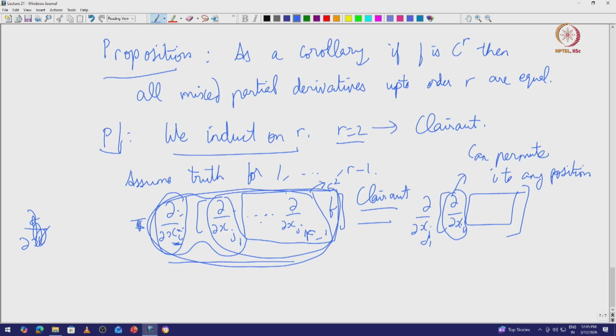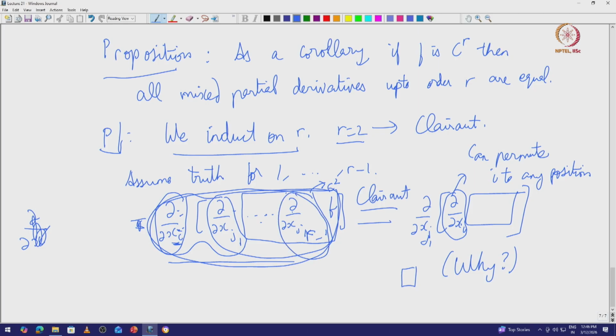The claim is basically that this implies that we are done. The question is why. This is simply an exercise in permutations, so I invite you to do this on your own. How would you permute this to the correct place? The most systematic way of proving such a thing would be as follows. You can take i and put it in any place you want. So suppose you put it in, let's say, this place.